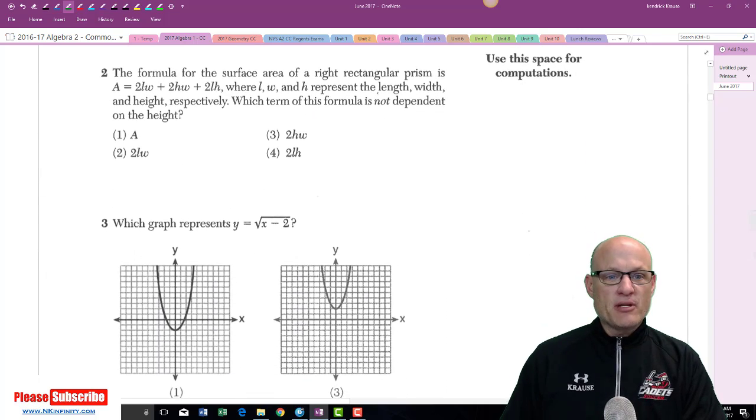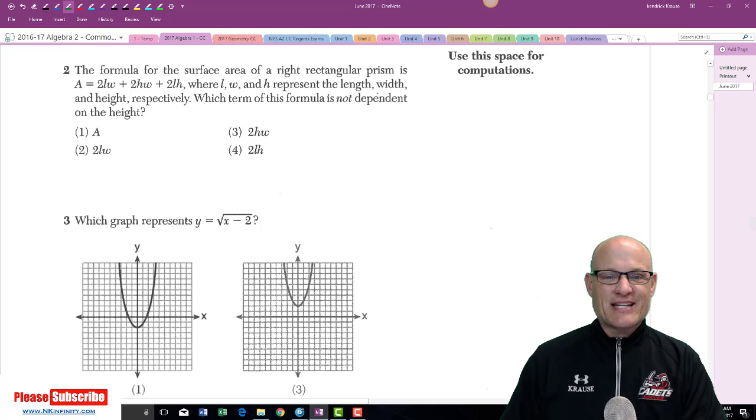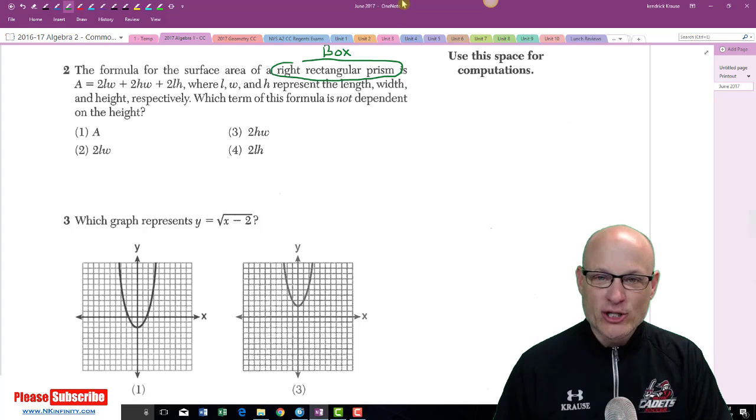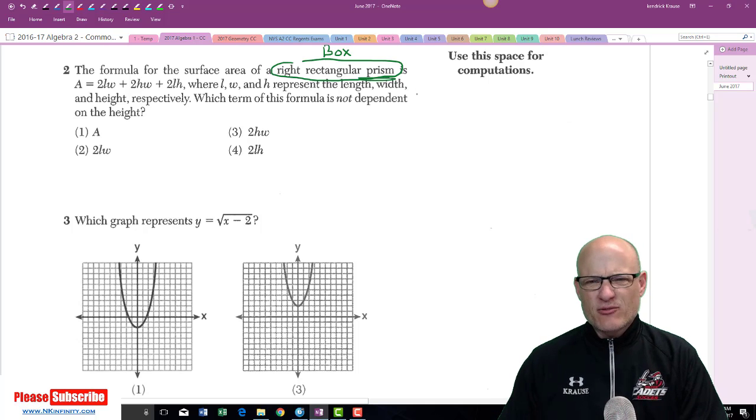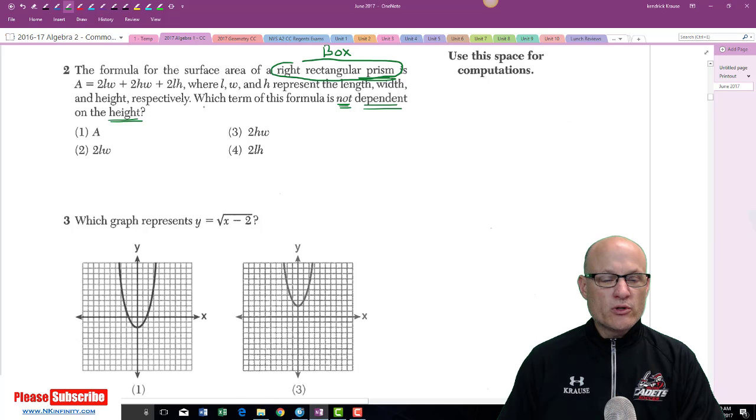Problem 2. The formula for the surface area of a right rectangular prism. Us in the real world, I like to call us the real world people, we like to call this a box. A right rectangular prism: rectangle, right angles, and it's 3-dimensional. That means prism. The formula is 2 length times width, 2 height times width, 2 length times height. Which term in this formula is not dependent on the height?